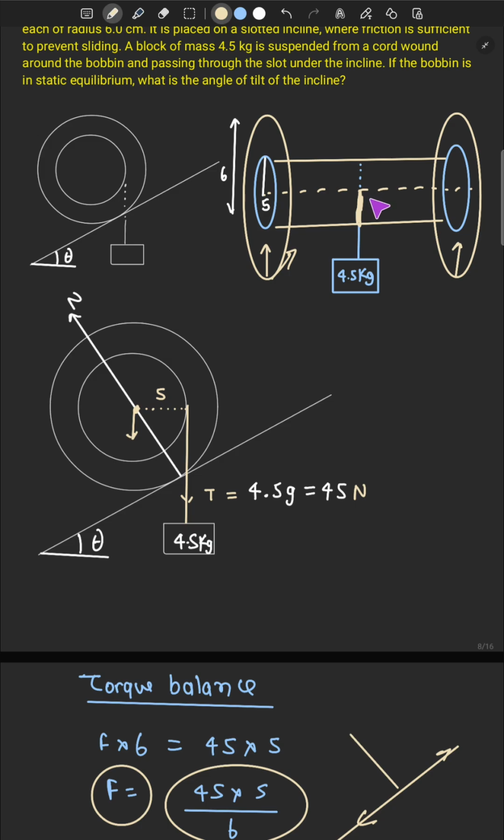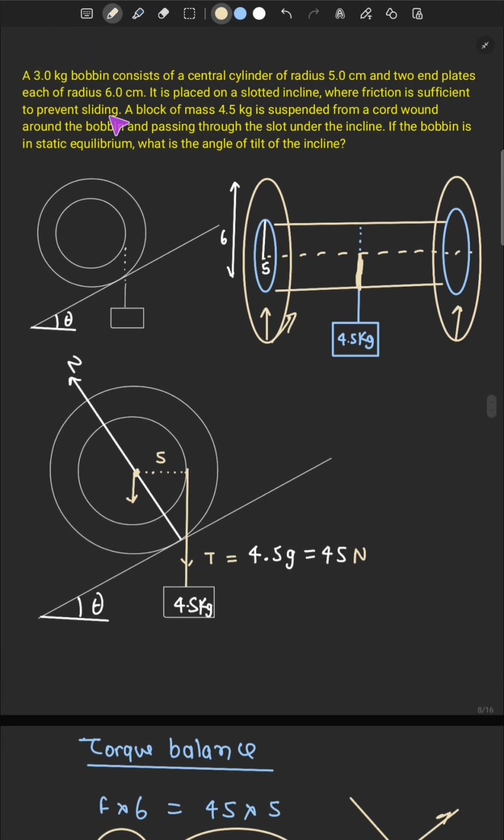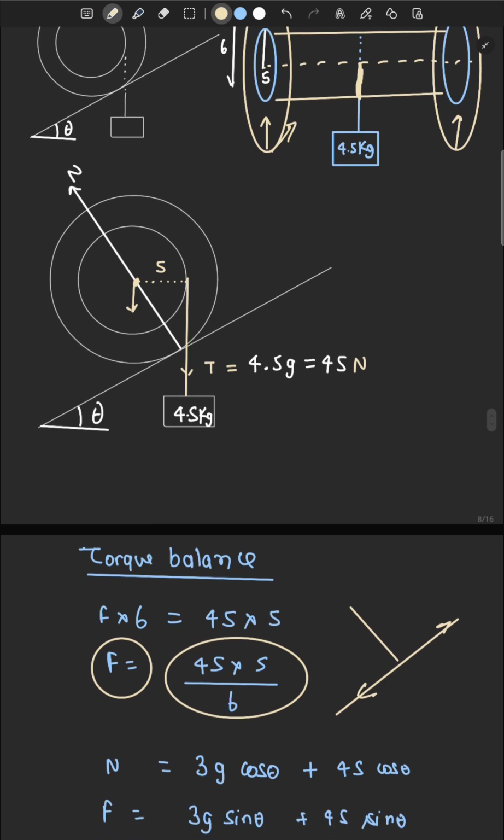Just imagine that this was the cylinder, and here it was like this. So the distance of this from the center is 5. So this is one force. Would there be another force? It has to be there, because otherwise how can it be in equilibrium? So there is yet another force. I think that force is static friction, where friction is sufficient to prevent sliding. So friction is also there.